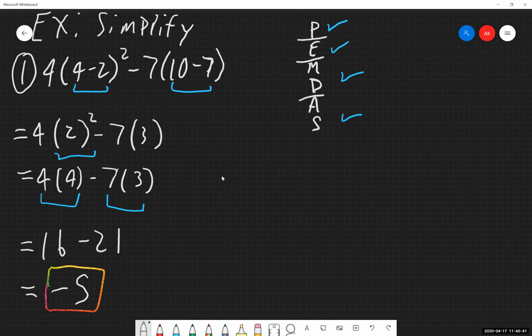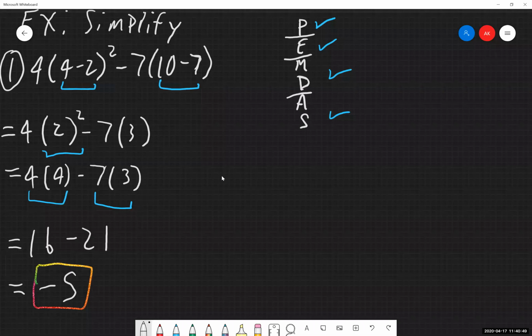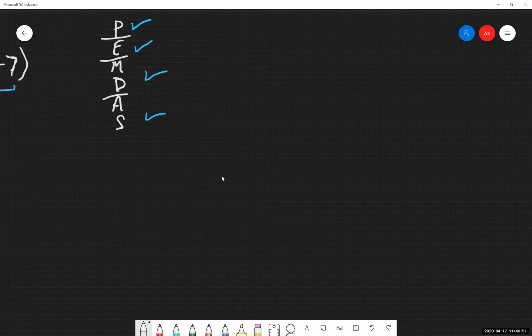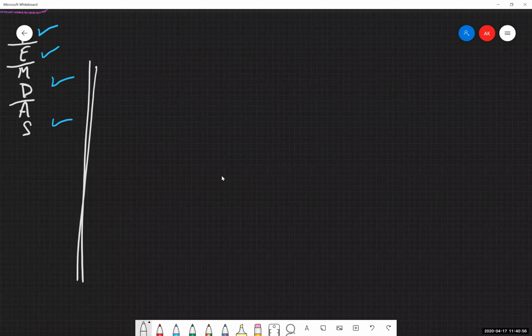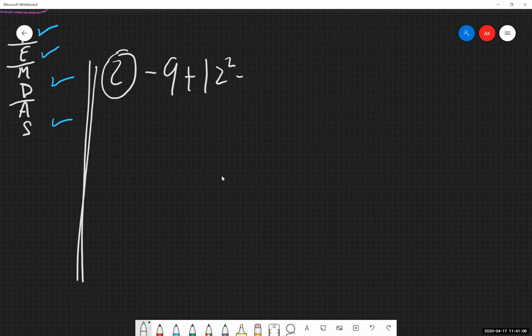Now I do want to go through that second example on that page because it does have the absolute value sign showing up, and I want to make it very clear how you work with the absolute value signs with these things. So our second example, we have negative 9 plus the absolute value of 2 squared minus 3 squared.